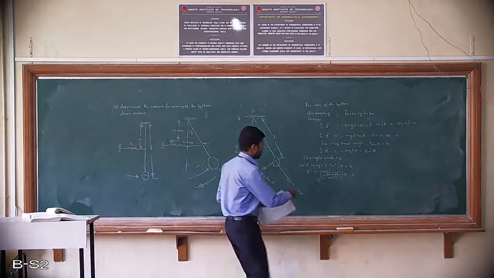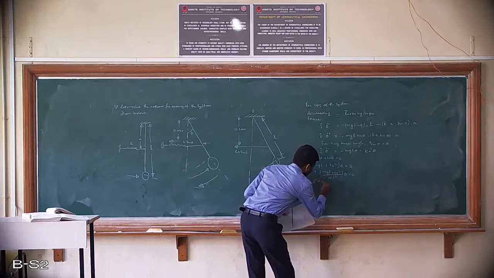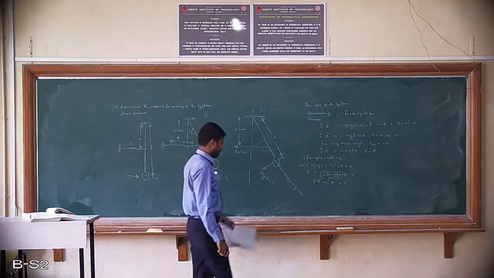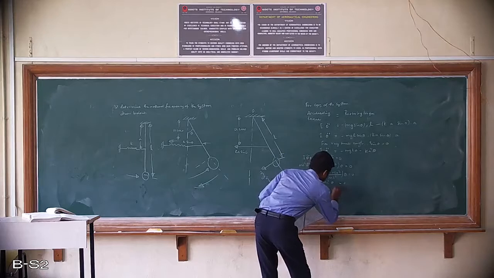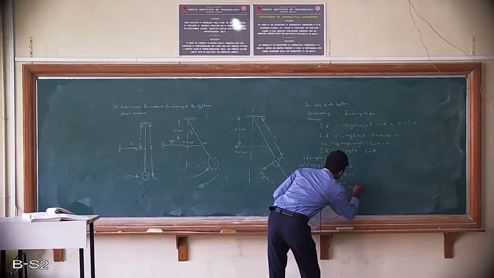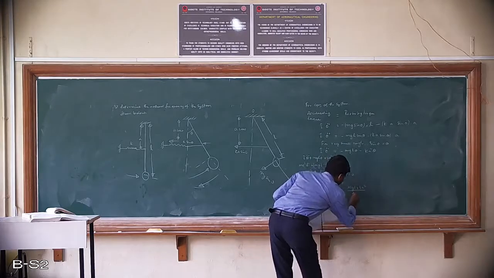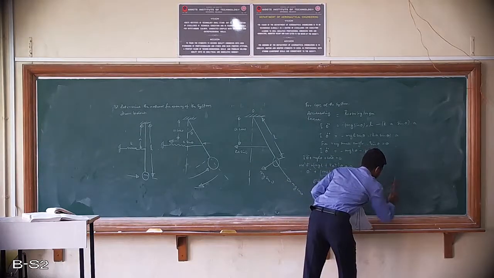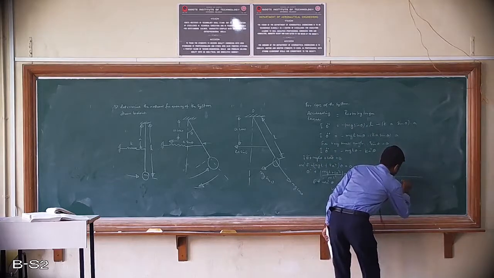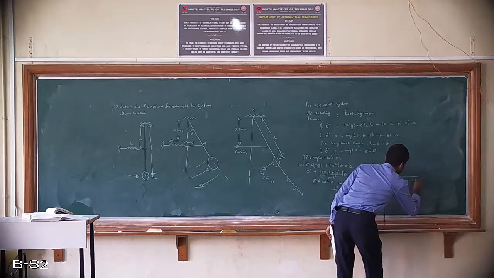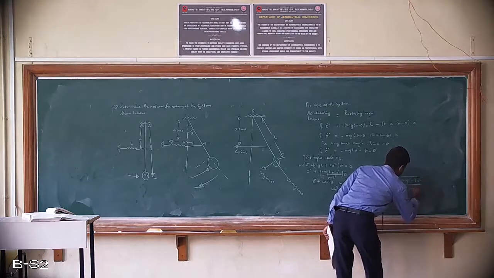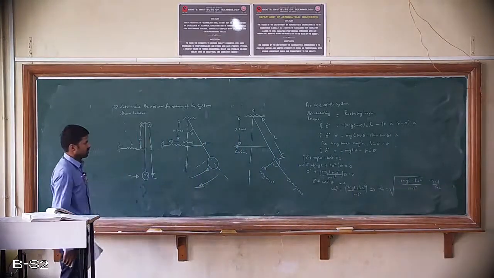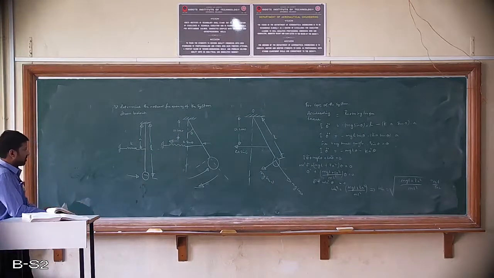Now comparing this equation with theta double dot plus omega n square into theta is equal to 0. So in terms of omega n square, what is the value we have? So omega n square is equal to mgL plus Ka square divided by mL square. So this implies omega n is equal to under root of mgL plus Ka square divided by m into L square radian per second. So this is the final equation for omega n, that is natural frequency of a system.